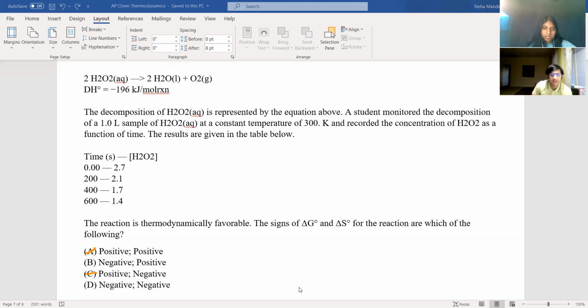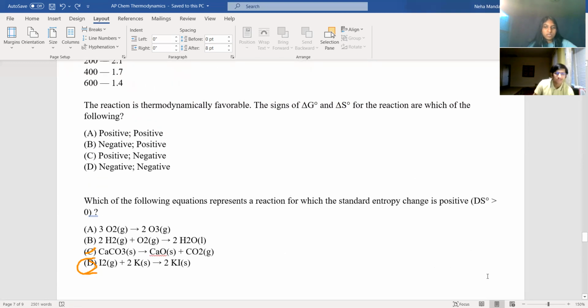Let me check. I don't know why I say good or bad. That's how I think of it in my head. It just helps me. Okay, it's B. Actually, let's just finish up the page. So let's just do this one.